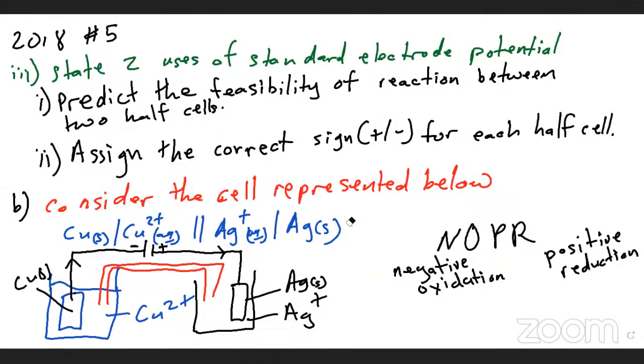Let us move quickly. Silver was positive 0.8, and copper 0.34. I said more positive is reduction, which means silver is more positive. So that is why it is at the cathode, being the positive one. So if you want to use that one, remember it. All right, let's go again. I'm going to clear the board.